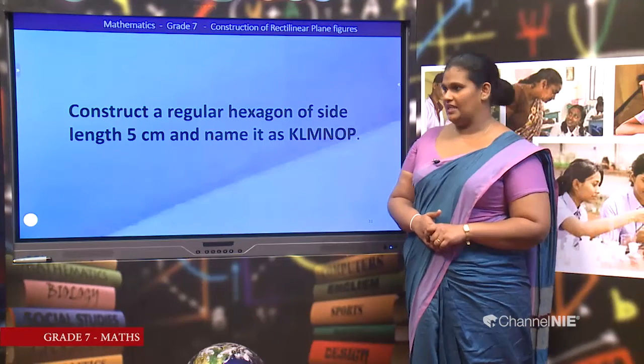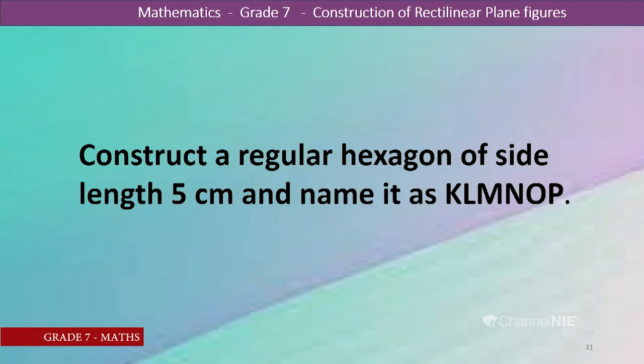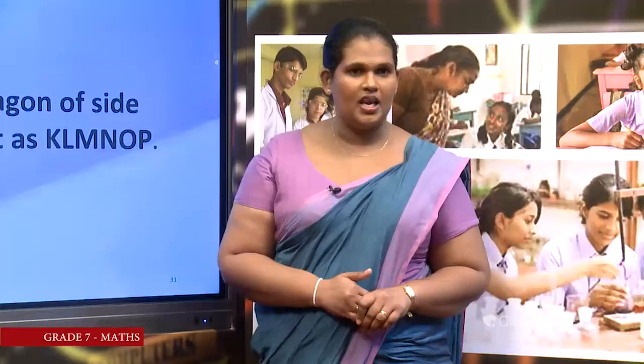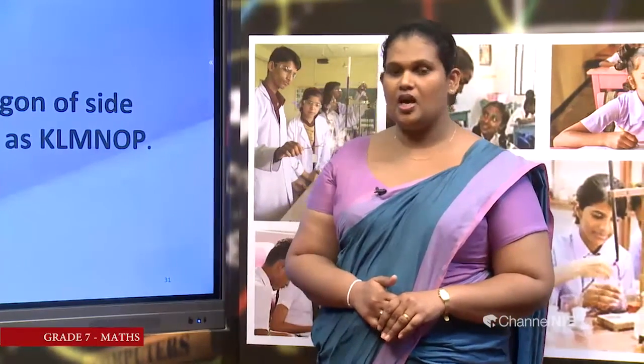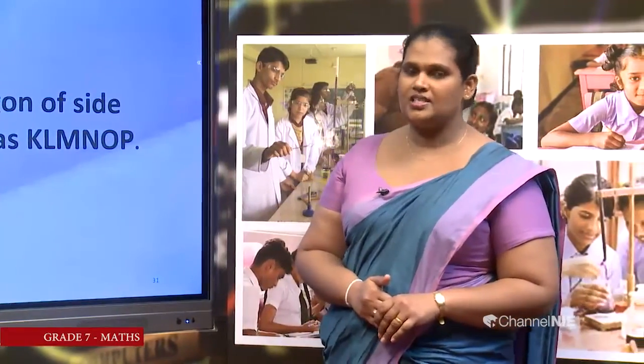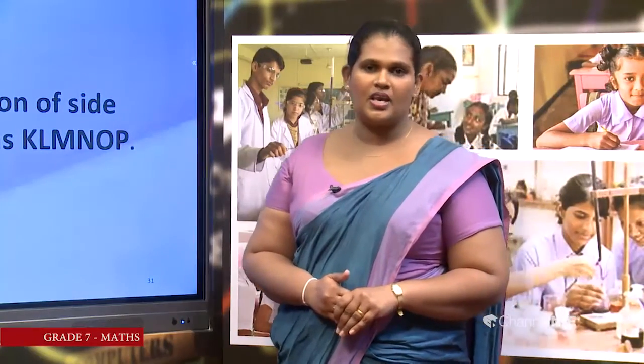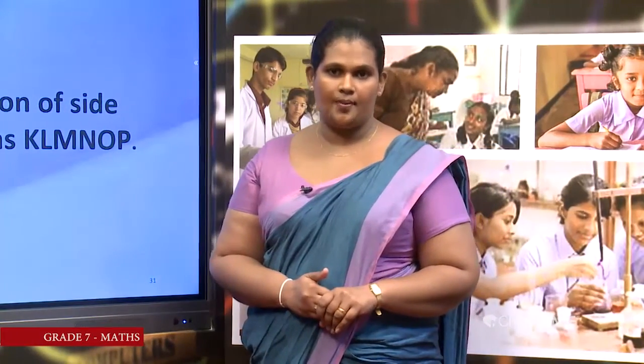So, the question is, construct a regular hexagon of side length 5 centimeters and name it as KLMNOP. I'll say it once again. Construct the regular hexagon of side length 5 centimeters and name it as KLMNOP.